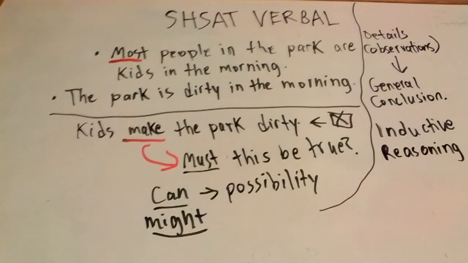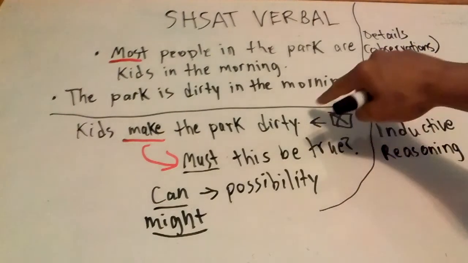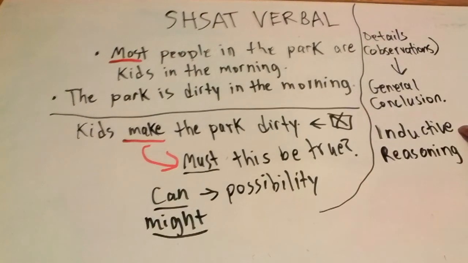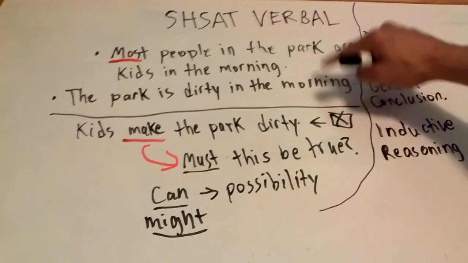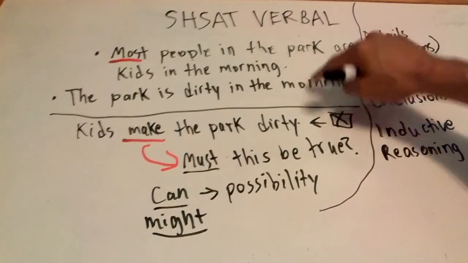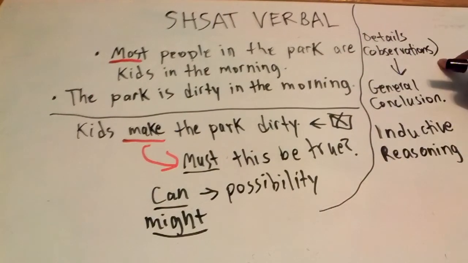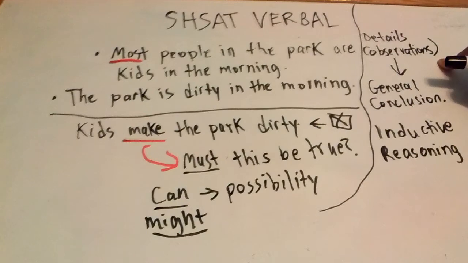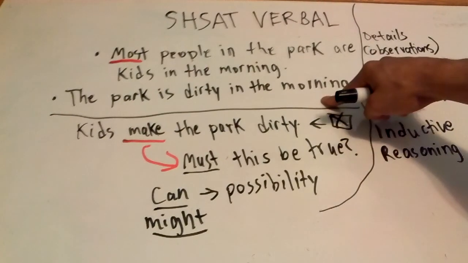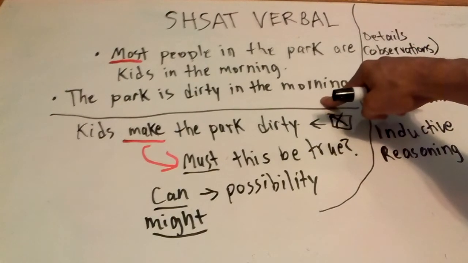Got it? This is an argument. This is an example of inductive reasoning. You started off with two premises. What kind of premises were they? They were based off observation. You walking past the park and noticing that most of the people in it in the morning are kids, and also you noticing when you passed by the park in the morning that the park was dirty. And then I guess maybe you were moody and that has something to do with it.